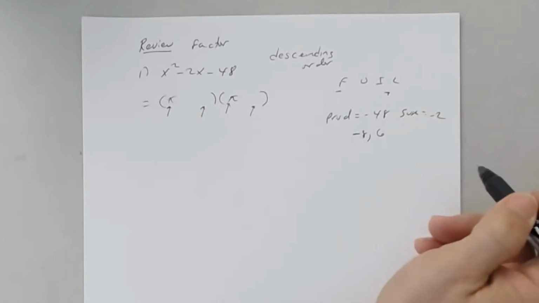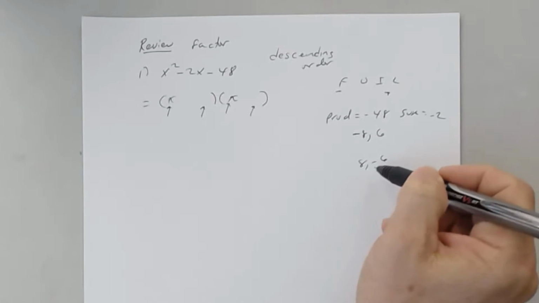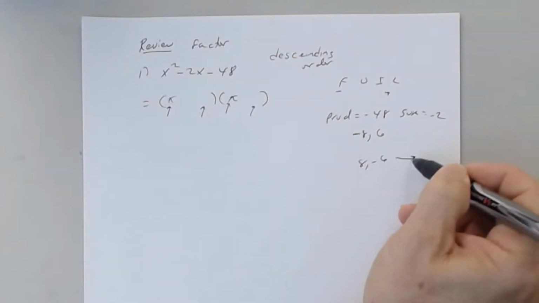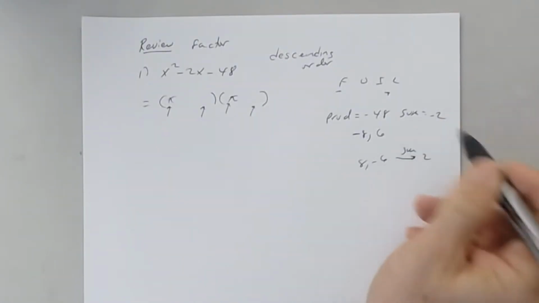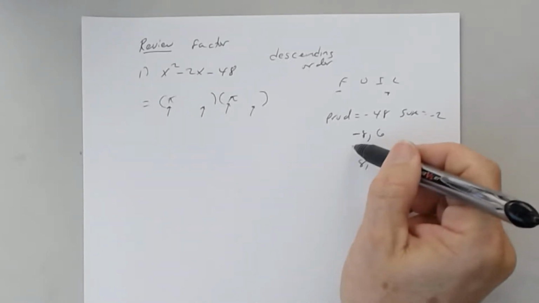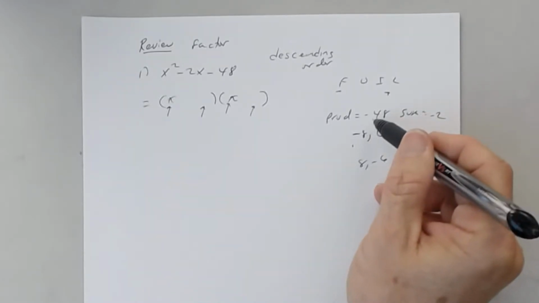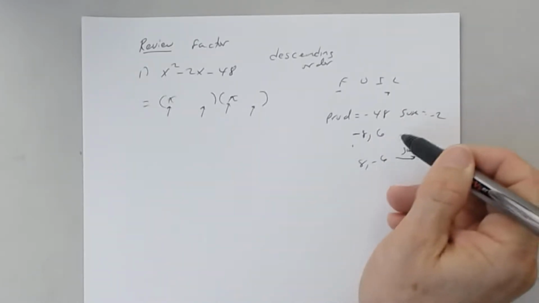Negative 8 and 6? Y'all agree? No, not 8 and negative 6, because what do you get when you add 8 and negative 6? 2. You get a positive 2. You want a negative 2. Okay? All right. So it is 8 and negative 6. I'm sorry, negative 8 and 6, right? All right. So that product is negative 48, and that sum is negative 2.